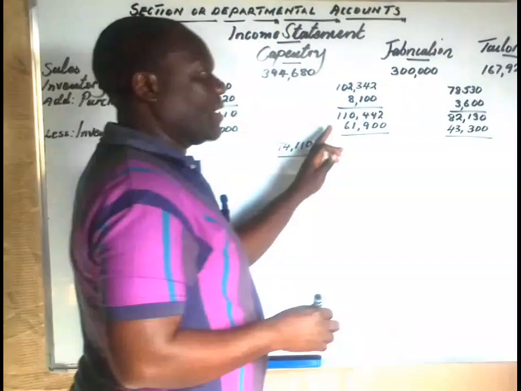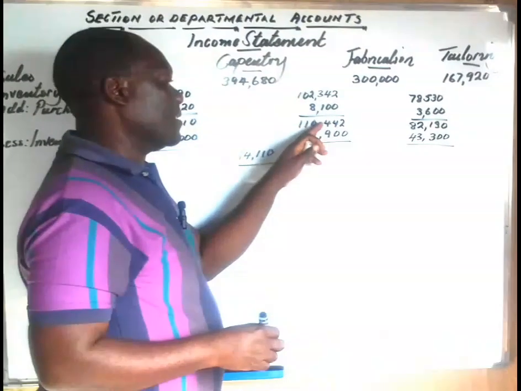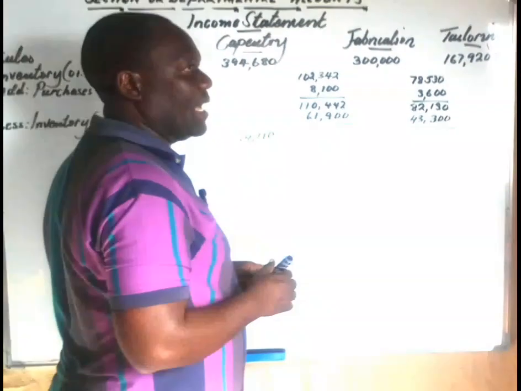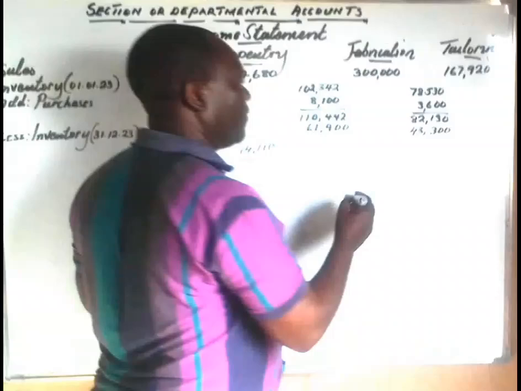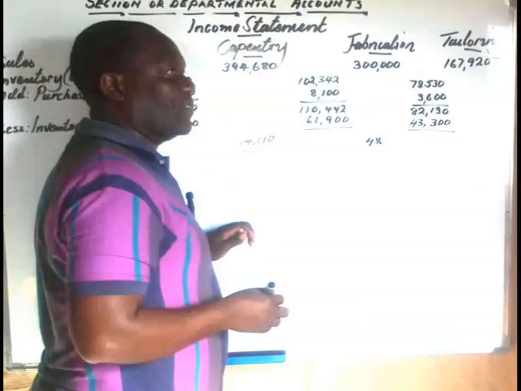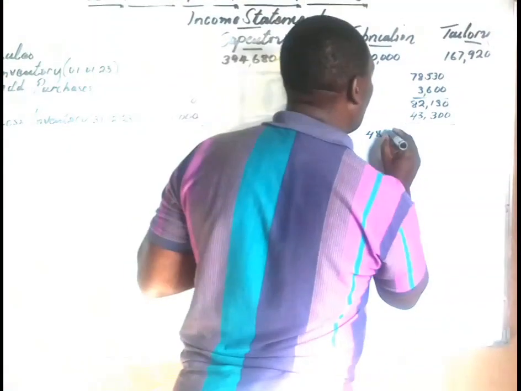When I subtract 110,442 minus 61,900, what I'm getting is 48,542.